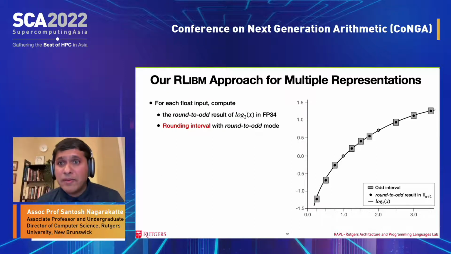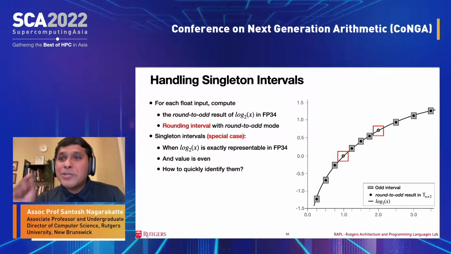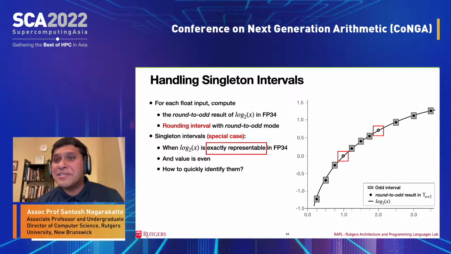So it's the same thing as we had before. The only thing is now the rounding mode that we are using to generate the correctly rounded library with a 34-bit representation is round to odd. So the one thing you will notice with round to odd, if the elementary function produces an output that is exactly representable in the n+2-bit representation, in this case 34-bit representation, and its bit pattern is even, then the rounding interval is a singleton. Okay, so now doing polynomial approximation with singletons can be extremely challenging.